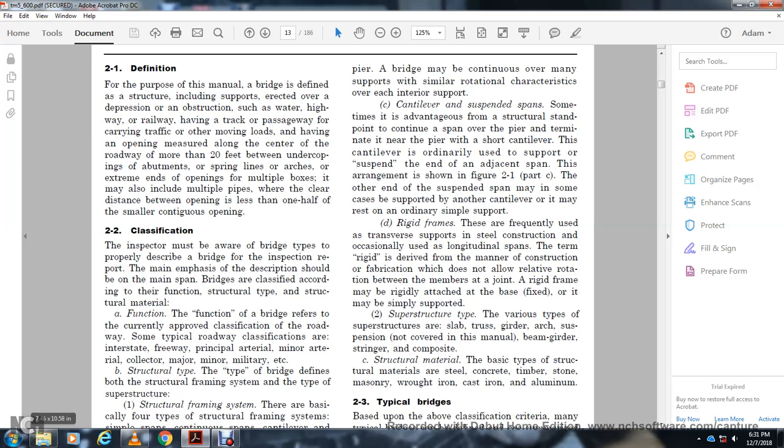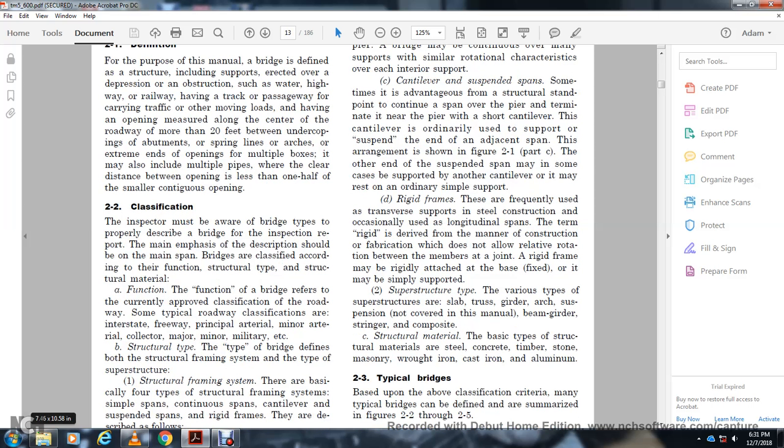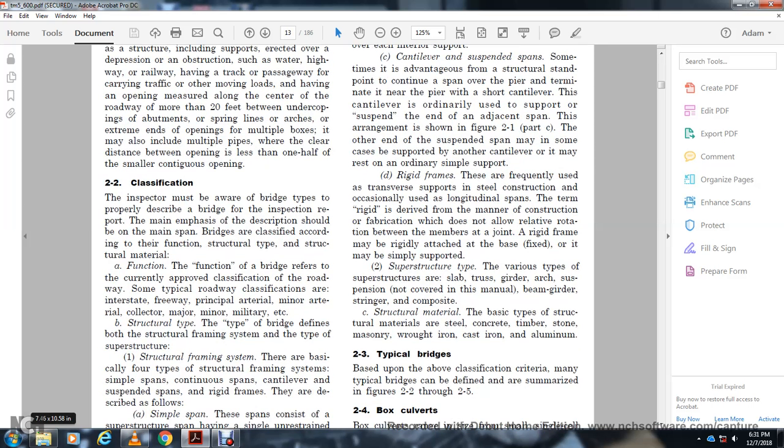Structural type. The type of the bridge is defined by the structural framing system and the type of the superstructure. Structural framing subsystem. The basic four systems of structural framing are the simple span, the continuous span, the cantilever and suspended span, and the rigid frame.